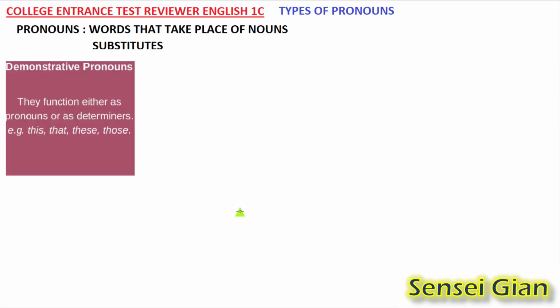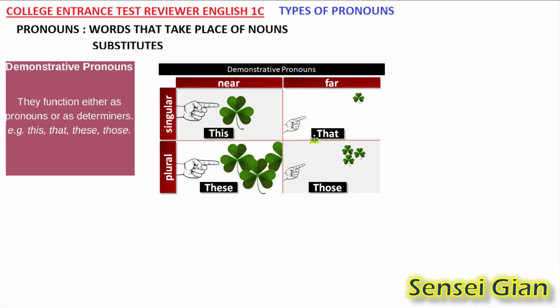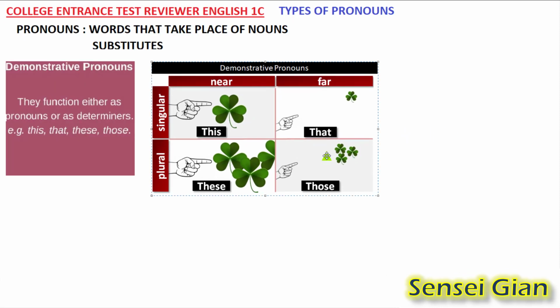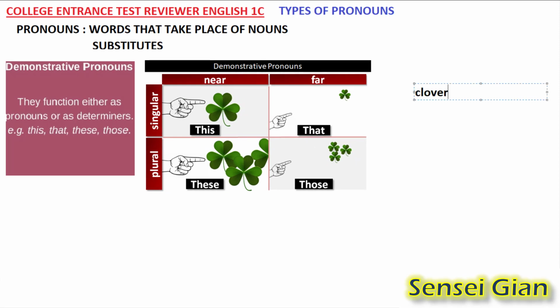How about demonstrative pronouns? Demonstrative pronouns here are actually pronouns or determiners. They point out the subject. How about this one? I have here an example, this one. We can say it's clover leaves, clover leaf or clover leaves. So how about we try to name this one?